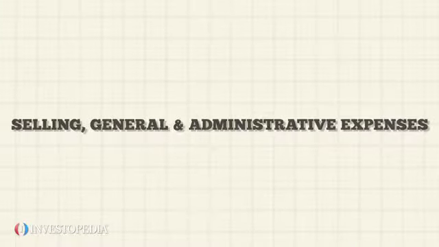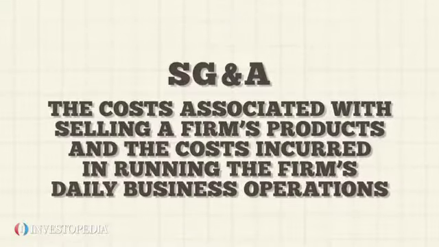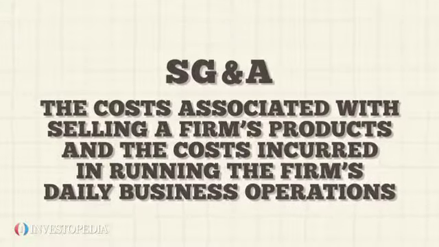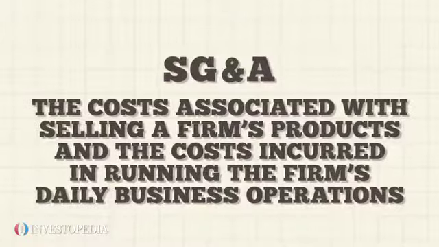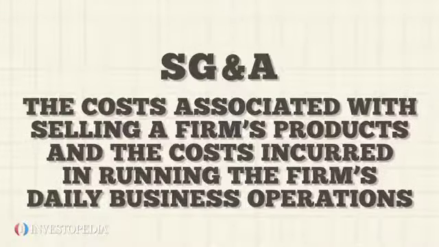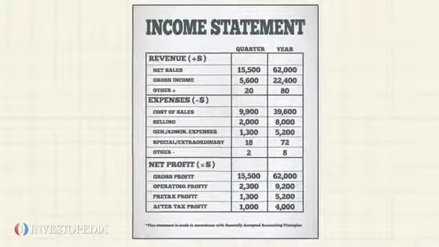Selling, general, and administrative expenses, or SG&A, consist of the costs associated with selling a firm's products and the costs incurred in running the firm's daily business operations. The company reports its SG&A on the income statement.